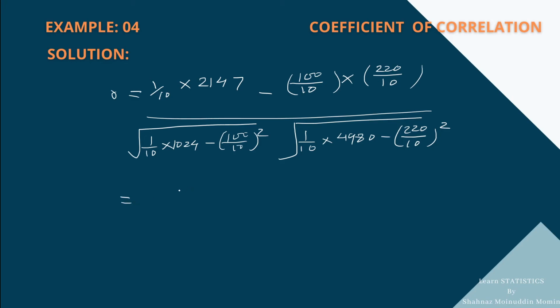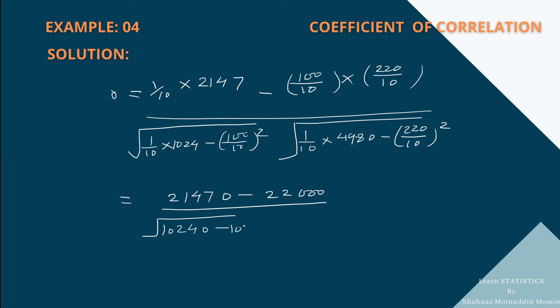After simplification we get 21470 minus 22000 divided by under root 10240 minus 10000, multiplied by under root 49800 minus 48400.